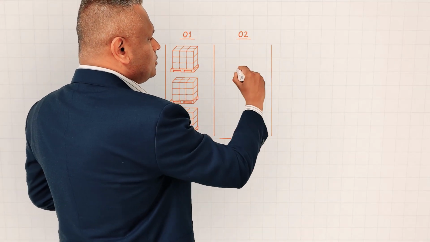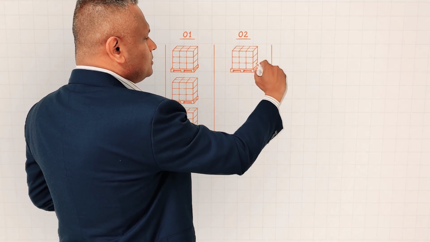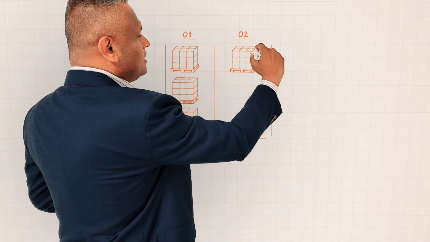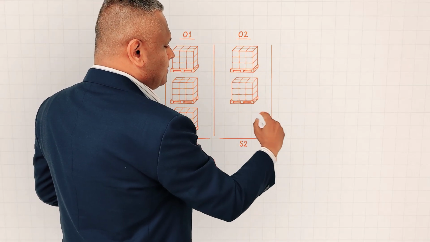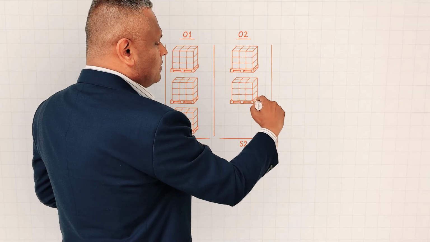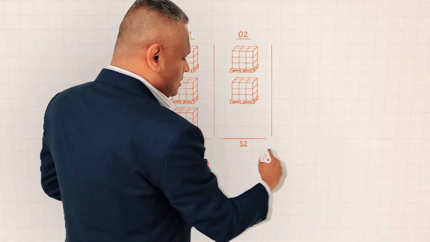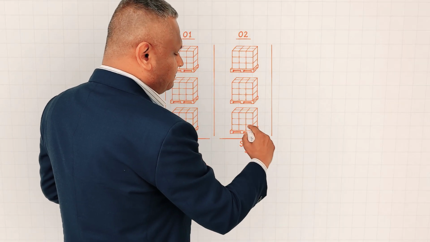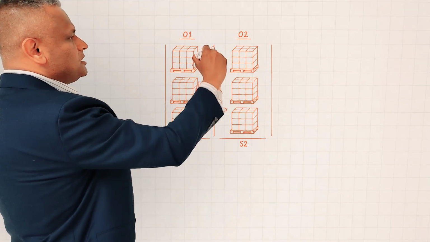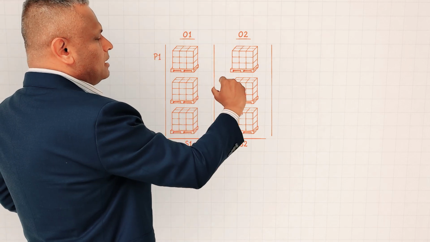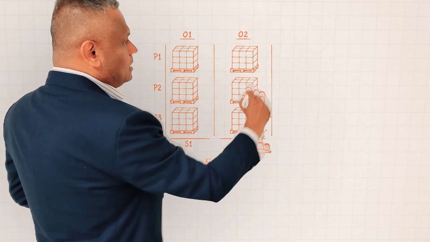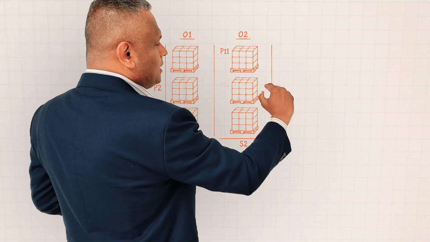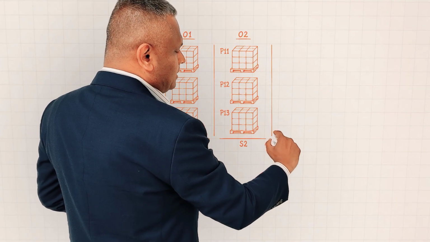And I'll do the same thing here: one, two, three, four, five, six, seven, eight, nine. I'm just keeping it very, very simple. So this is, let's say, P1, P2, P3. This is P11, P12, P13. So I've got all these.